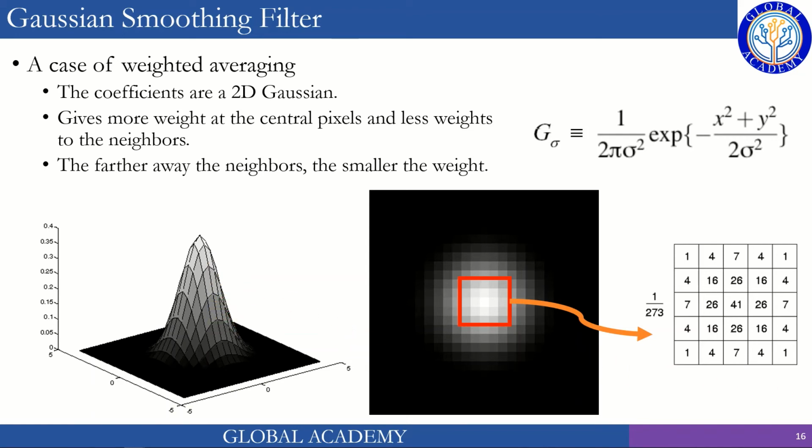So we have a bivariate Gaussian, plotted in 3D. This is the x direction and y direction, and the third direction is the function or surface, the Gaussian surface. The same function is plotted as a gray level image, and then as a 5x5 Gaussian kernel.